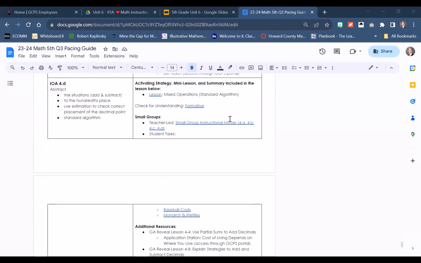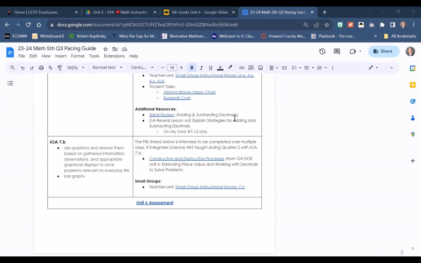Unit 6 ends with IOA 7B and an investigative research task in which students will justify the use of technology and human interventions when they were used to prevent situations where destructive and constructive processes occurred. This Georgia DOE task is a PBL and will require multiple days to complete. It integrates Science AKS taught during Quarter 2 with IOA 7B, where students ask questions and answer them based on gathered information, observations, and appropriate graphical displays to solve problems relevant to everyday life.